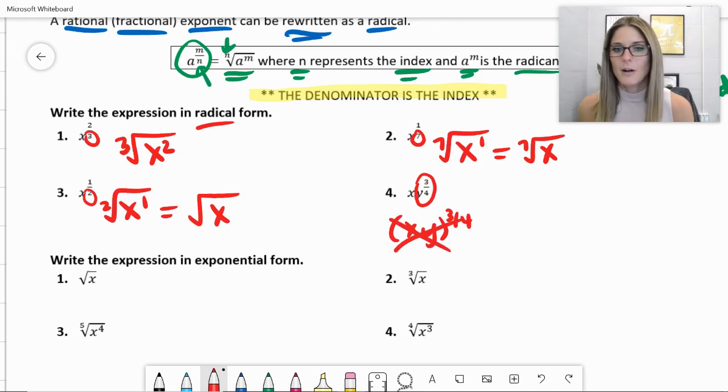So I'm going to cross that out. The x is just the x. He's just chilling. And then y to the 3/4. So the 4 is my index, y to the 3rd. And that's your final answer.